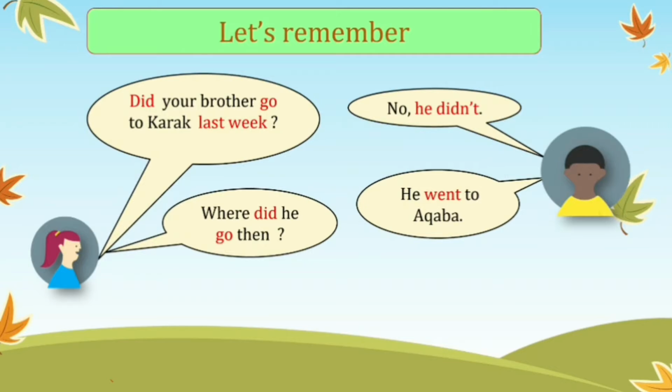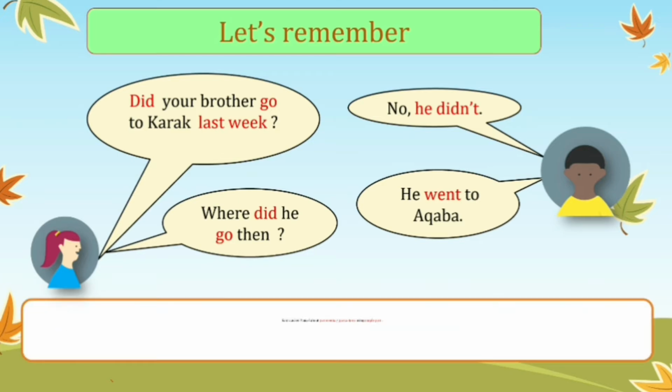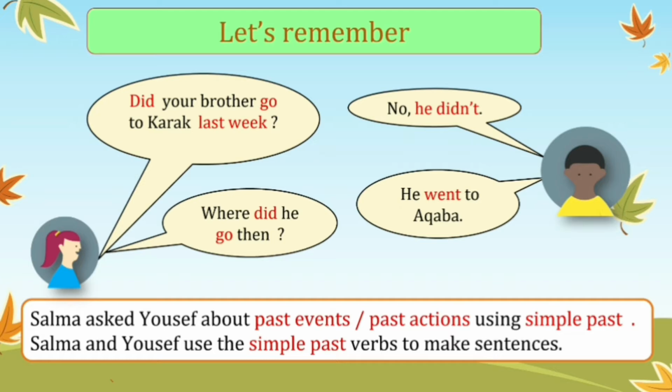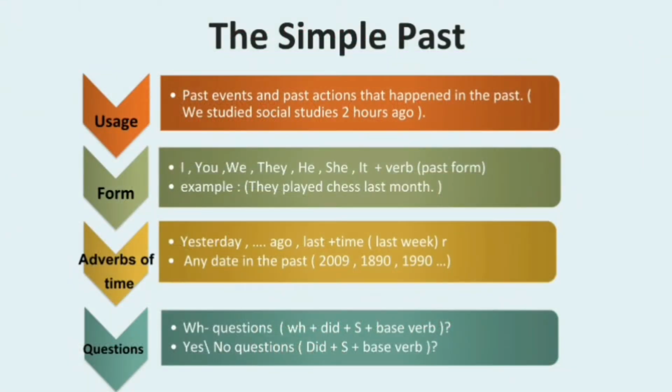Now, after we read two examples, we conclude that Salma asked Yusuf about past events, past actions using simple past. Salma and Yusuf used the simple past verbs to make sentences. Please take a look at the summary of simple past and read it very well. I want you to focus on examples as well.